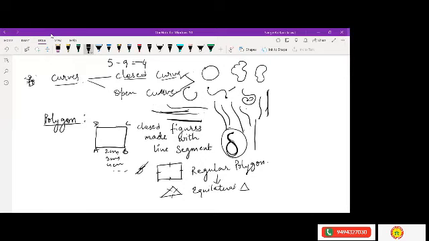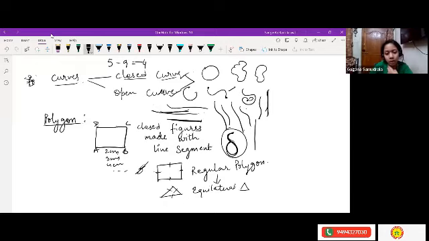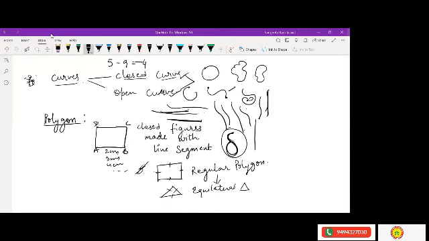We have a square, where all four sides are equal. So that's a regular pentagon, a regular hexagon. Whatever shape we have, if all sides are equal, we just add the word regular in front of that figure's name. All right? Yes, children, do you understand? Yes, ma'am. Okay, so this was about polygons.